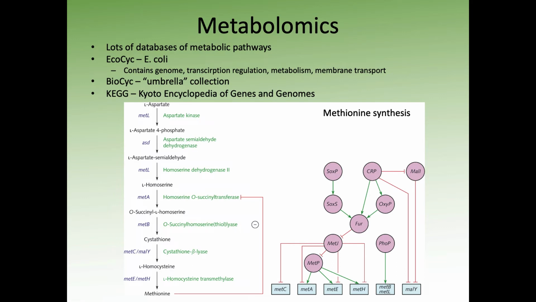So one thing to understand about metabolomics is that there are a lot of databases out there with different metabolic pathways. There's one that's just for E. coli, right? And this contains all the genome, transcription regulation, metabolism, and membrane transport just for E. coli. There's also BioCyc, which is kind of like an umbrella collection of as many of these things as possible. Again, I've showed you the KEGG, Kyoto Encyclopedia of Genes and Genomes.